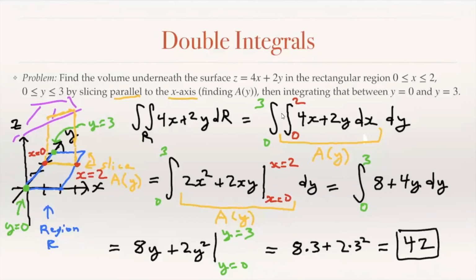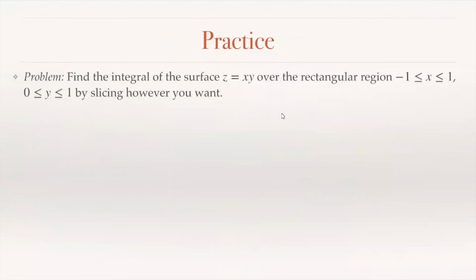So in this case, we had a choice ultimately of which way we sliced. It came down to a matter of preference, and both ways were equally good. As we move forward, we'll see that in some cases, slicing one way will yield something easy to compute, while slicing the other way will be much more difficult to compute, and we'll see how to decide which way to do it. So go ahead and try your hand at this problem.